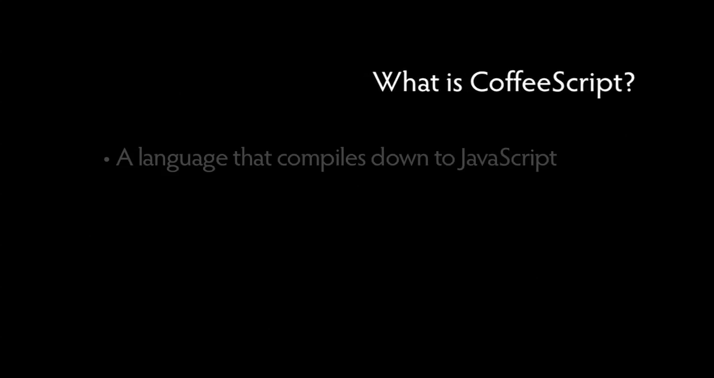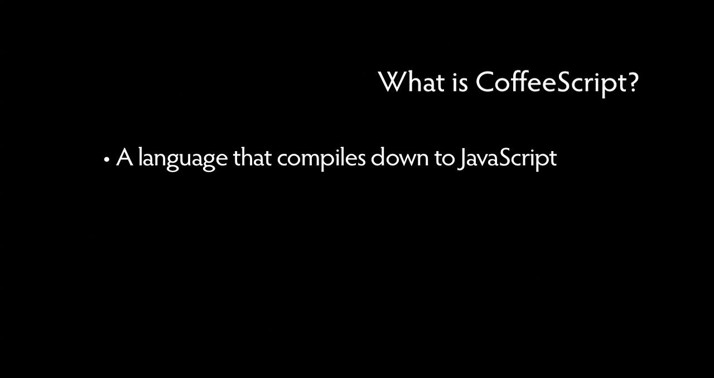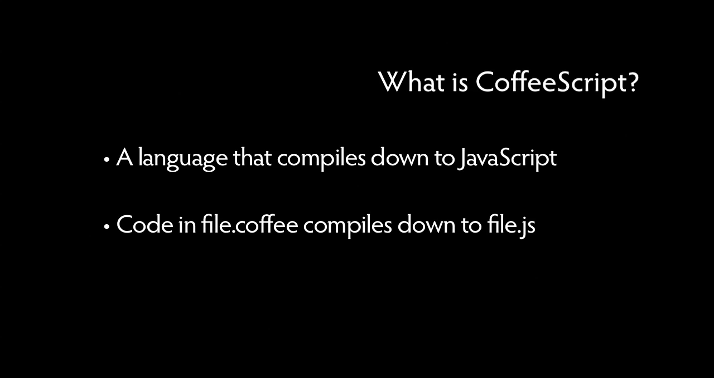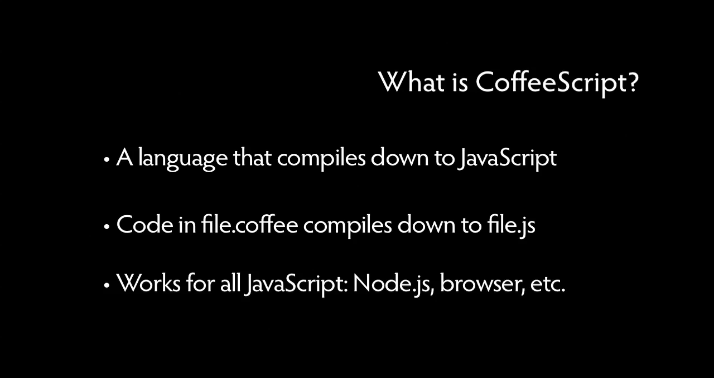CoffeeScript is a language that compiles down to JavaScript. This means that code in .coffee files are not interpreted at runtime, but are compiled beforehand into .js files. CoffeeScript can be written for all implementations of JavaScript, whether it's for Node.js or the browser.